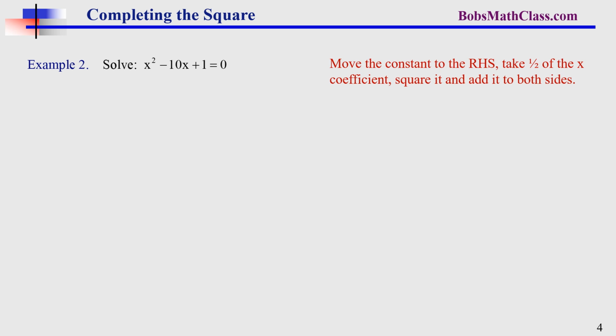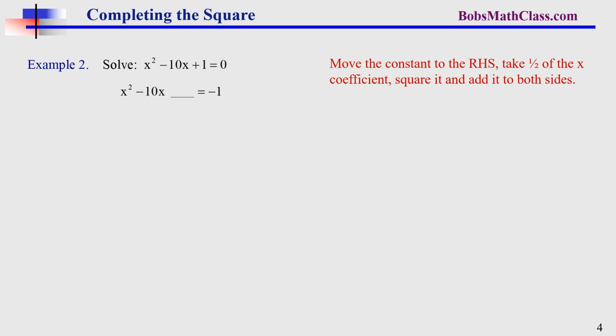Take half of the x coefficient. In this case, it's -10. So you're going to take half of negative 10, whatever that number is, you're going to square it, and then that number gets added to both sides. So here's our first step. The 1 becomes negative. Leave a space because we're going to need to add a number.